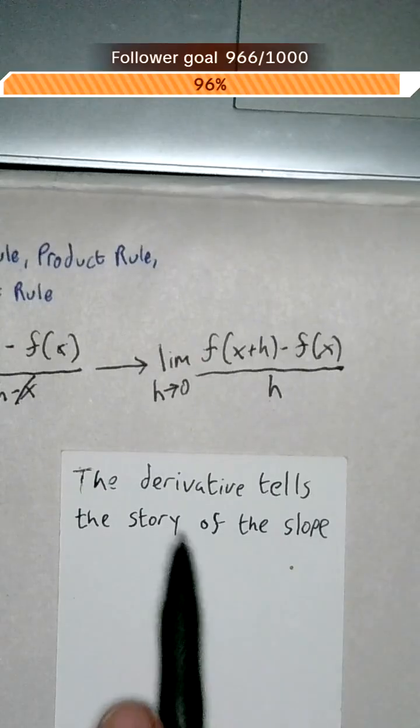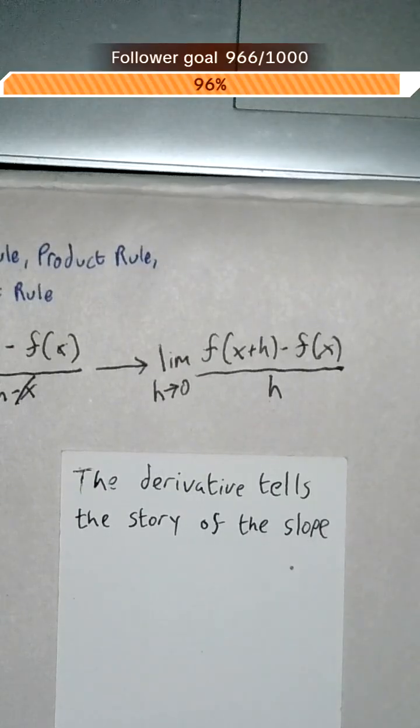What is a derivative? The derivative tells the story of the slope. Is the derivative basically x for limits? Nope. The derivative is essentially the slope of the tangent line at a point.